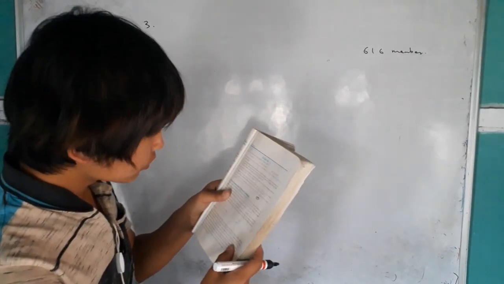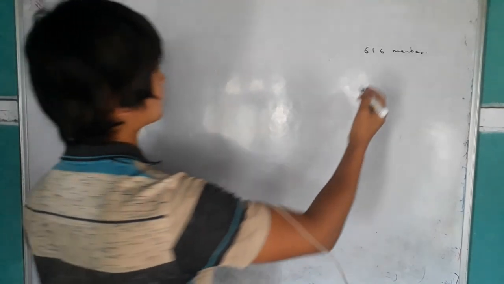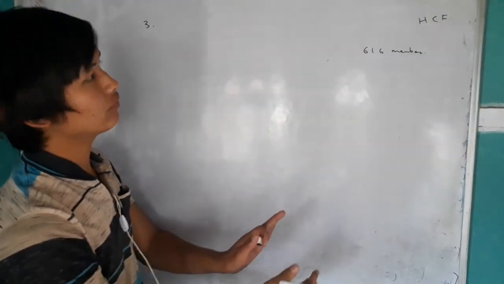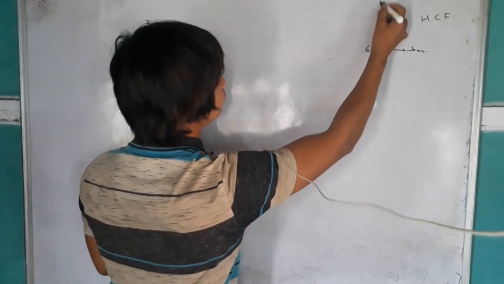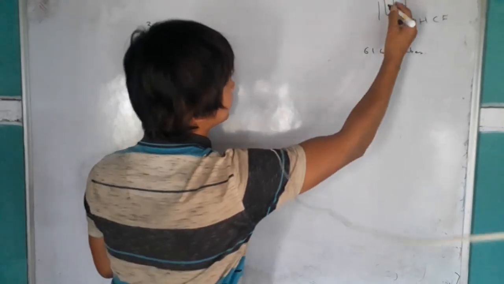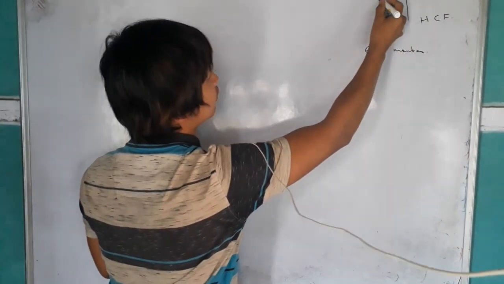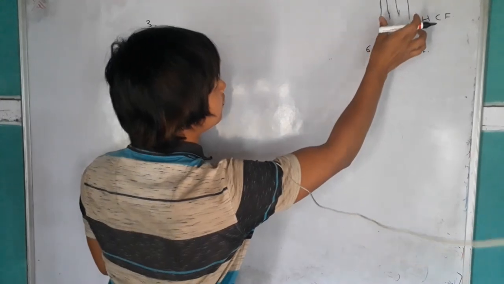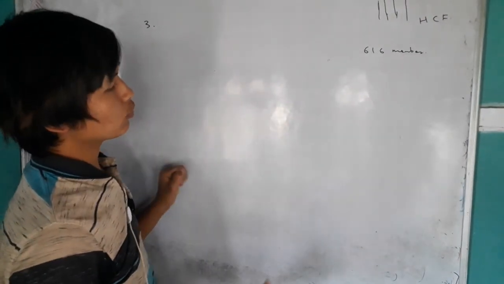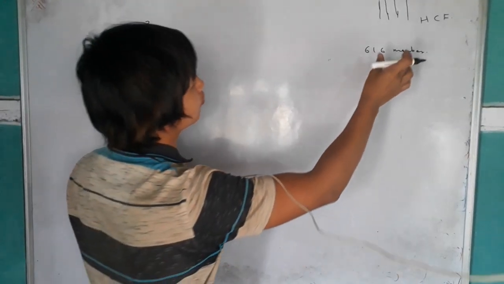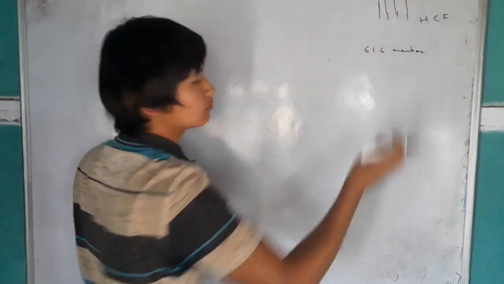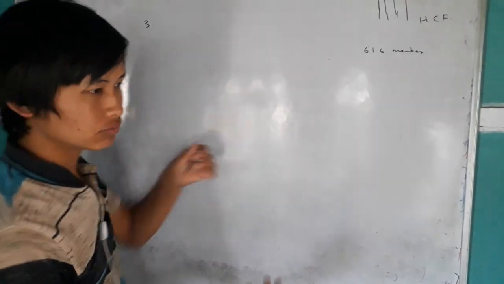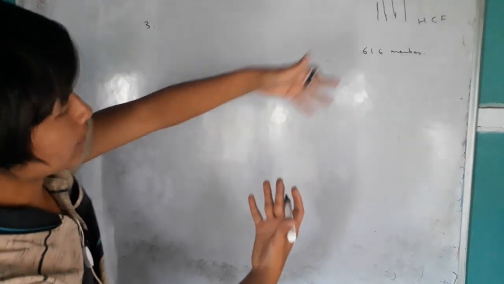So what is the maximum? Here, what the question is asking is the HCF, highest common factor, meaning the maximum number of columns in which they can march. The members can be in any number of lines, but they should march in columns exactly. Means what is the highest or maximum number of columns? Indirectly, the question is asking about the HCF of these two numbers.